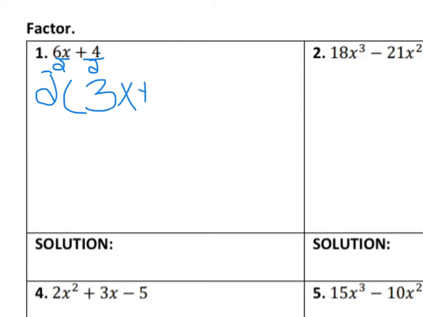And 4 divided by 2 is 2. So that would be my final solution on that one.